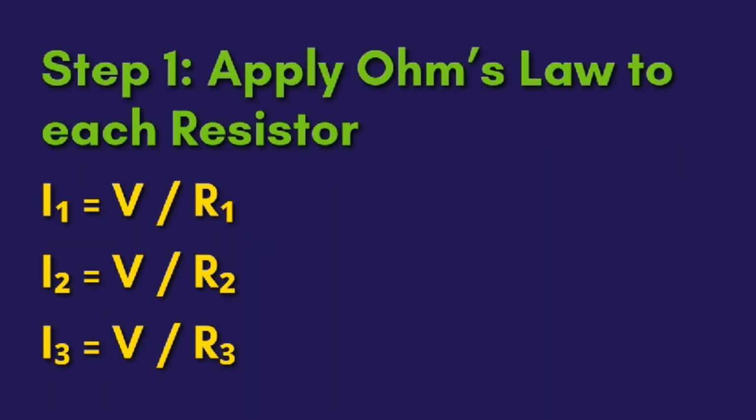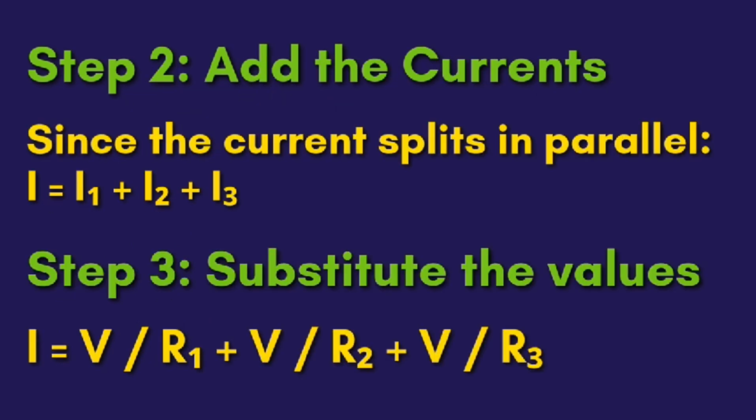Step 1 is we'll apply Ohm's law to each resistor. I1 is equal to V by R1, I2 is equal to V by R2, I3 is equal to V by R3. Step 2 is we'll add the currents. Since the current splits in parallel, so I will be equal to the sum of three currents, I1, I2 and I3. Step 3 is substitute the values.